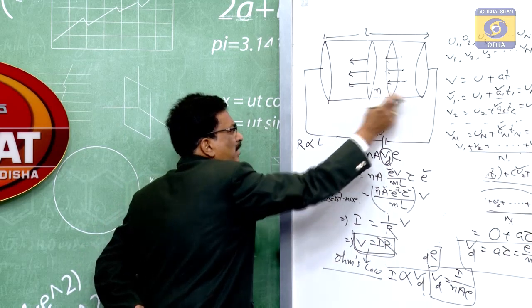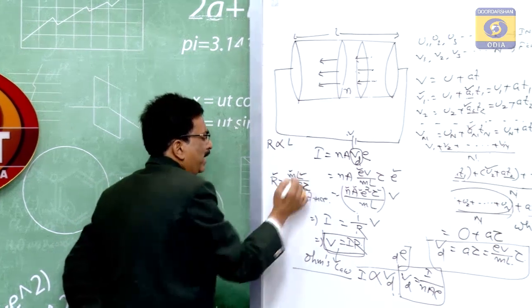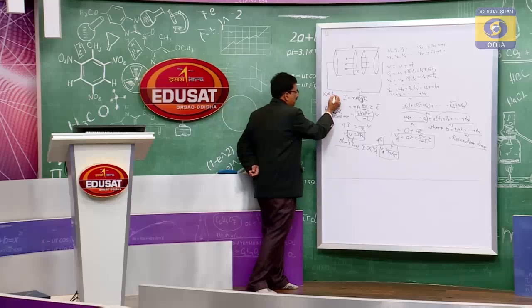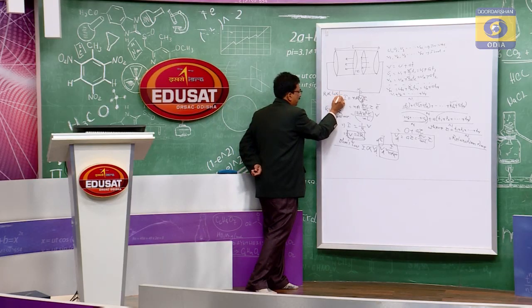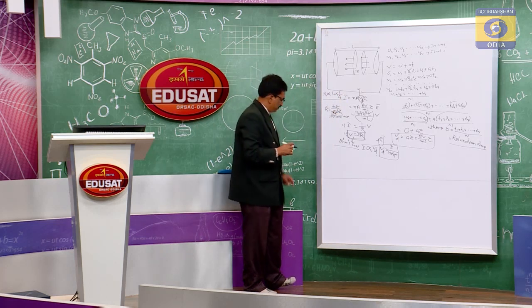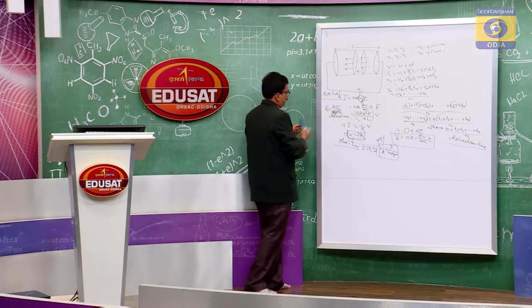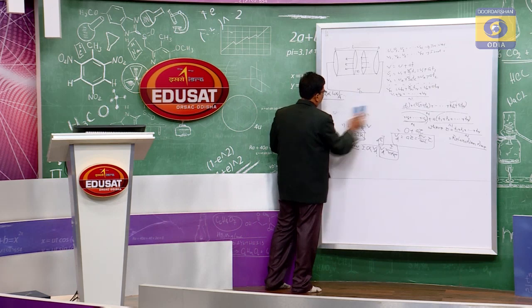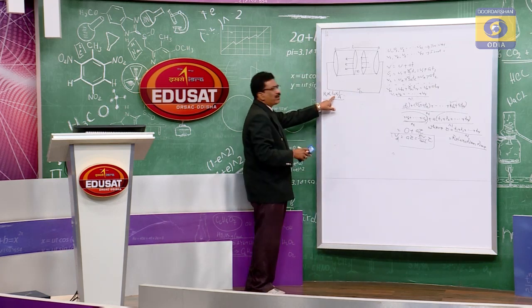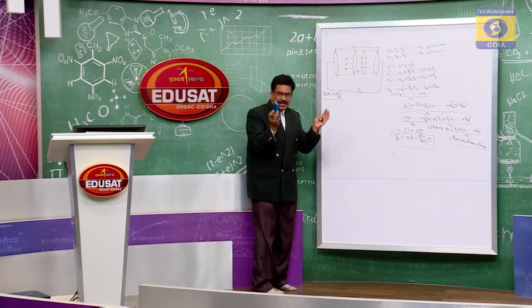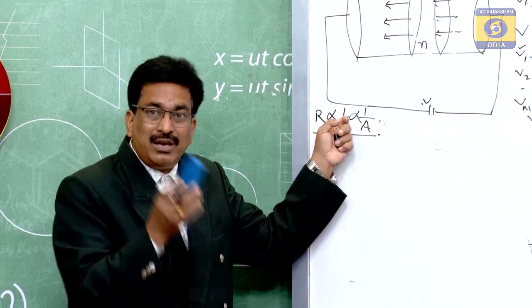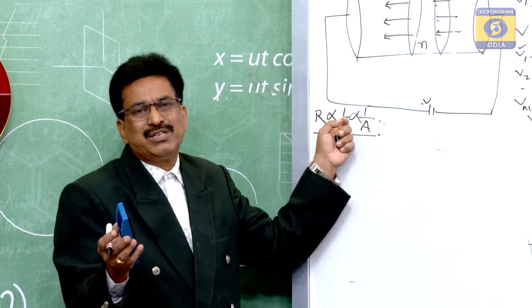If the shape of the conductor varies, the length will vary, and the area will also vary. So resistance R is proportional to the length L, and R is proportional to the area A. From this it is clear that the temperature must remain constant, and if the temperature remains constant, the length of the conductor remains constant.